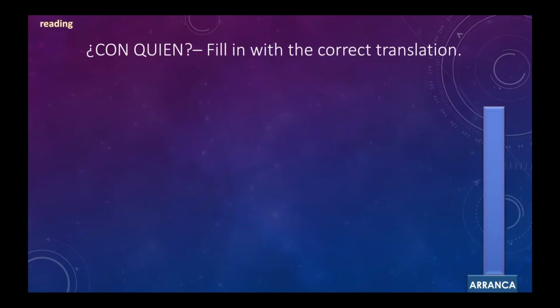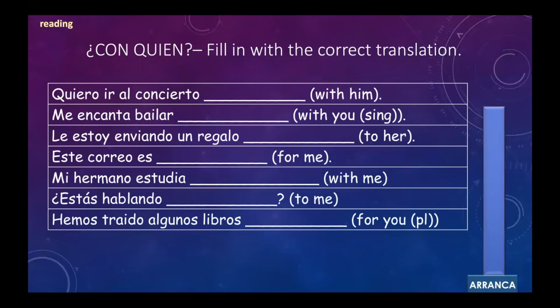Now, our next exercise will basically force us to practice them. So we need to fill in with the correct translation for each one of those. Quiero ir al concierto, and we need to say with him in Spanish. Off you go.